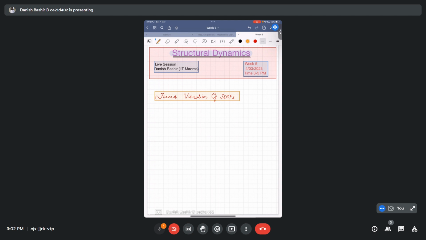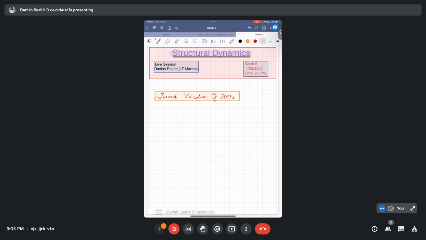Okay, so in week five, response to the arbitrary motion that's going on live now. There are four modules. Module one, response to unit pulse. Module two is response to arbitrary force. Module three is response to step and ramp forces. And module four discussed about response to rectangular pulse and half sinusoidal wave.